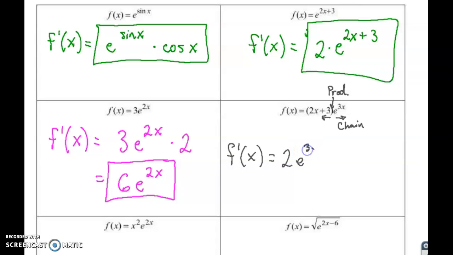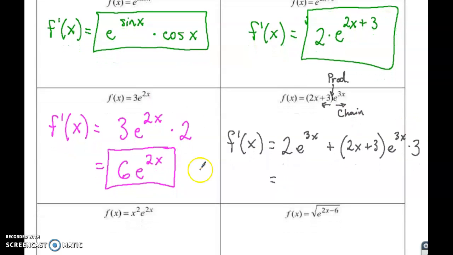E to the 3x. And then plus, leave 2x plus 3 alone. And then the derivative of e to the 3x is e to the 3x times 3. Now, if you want, you can leave it like that. I've seen teachers also ask their students to factor out an e to the 3x. So they'd factor out e to the 3x. You don't have to do this, by the way. That's just something I've seen teachers do.